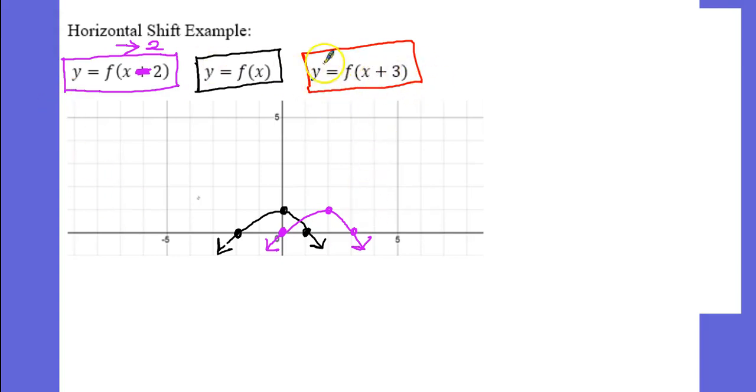Okay, so let's look at this. This is y is equal to the f of x plus 3. So what kind of shift is that? -3 or left 3. So all of the points from my original y equals f of x, because it's y equals f of x, are going to shift left 3. 1, 2, 3. 1, 2, 3. 1, 2, 3. And there you have examples of how that number affects the graph.